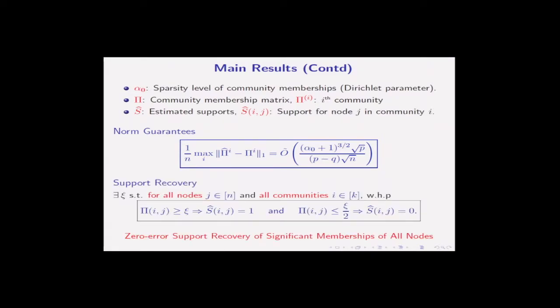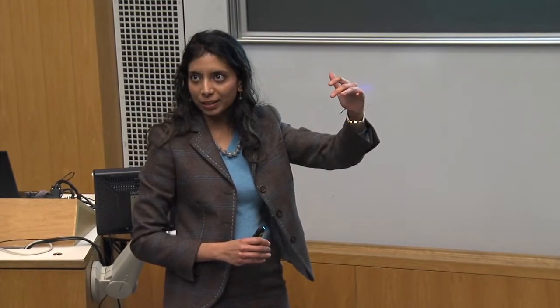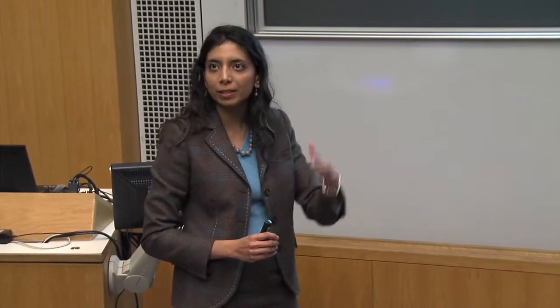And we can also convert this to support recovery guarantees similar to the stochastic block model setting. So what this result is saying is we can recover all the significant memberships of each node in the network, as well as rule out memberships into communities if the weights in those communities are very small for the nodes. So there's just some middle region where we may not get the right answer, but if the weights of the communities are large enough, I can guarantee correct estimate by the algorithm, as well as if the weights are very low, I can recover correct estimation.